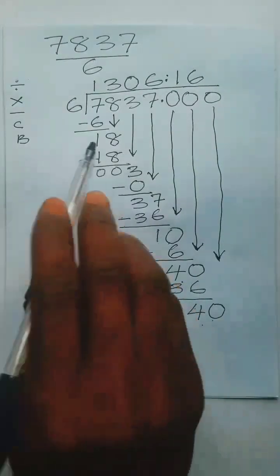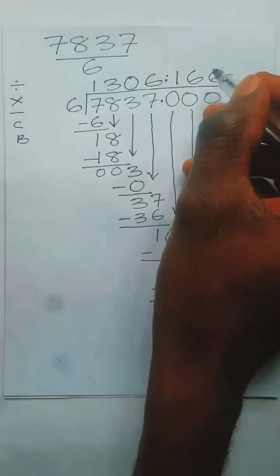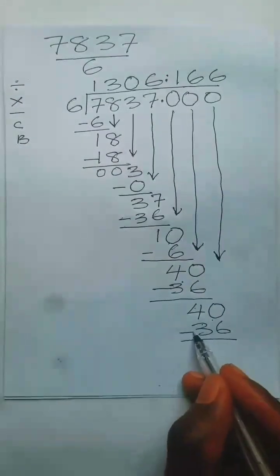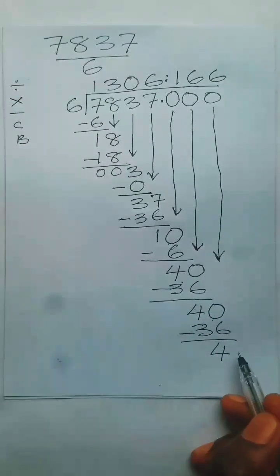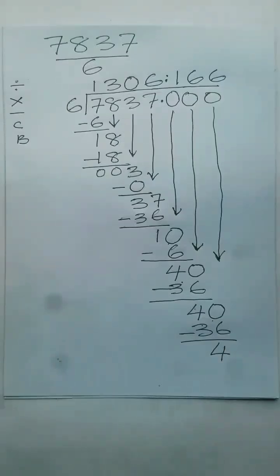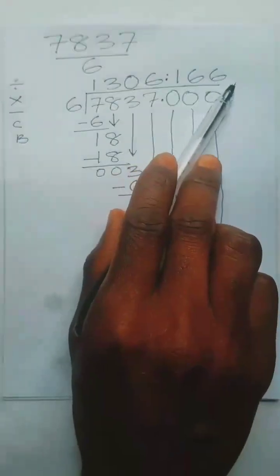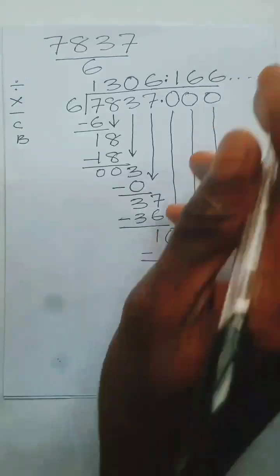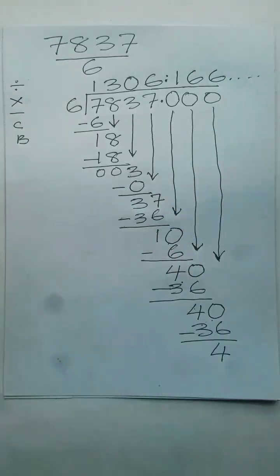So 40 divided by 6 is 6. 6 times 6 is 36. Do you see that? And then you subtract, and you're still going to have another 4 again, which is still going to make this a recurring decimal. It continues, so that's a recurring decimal.